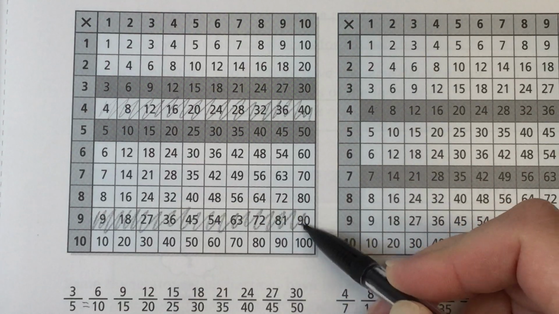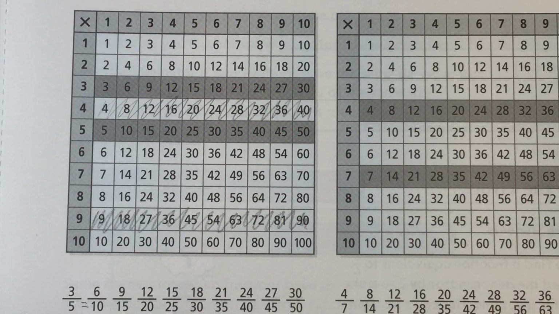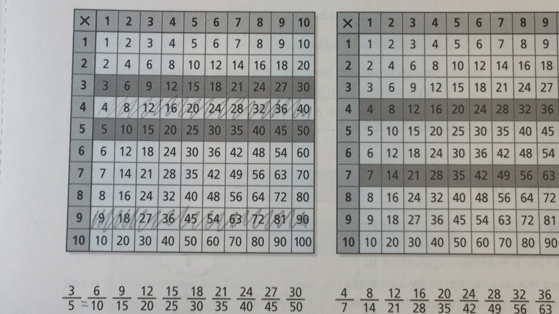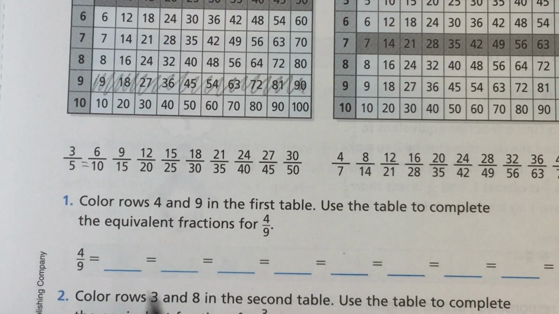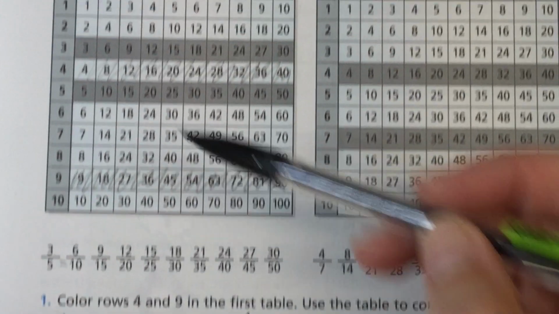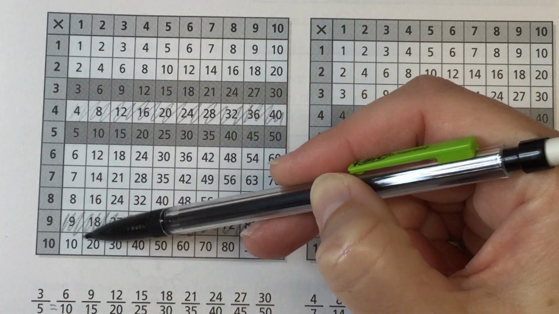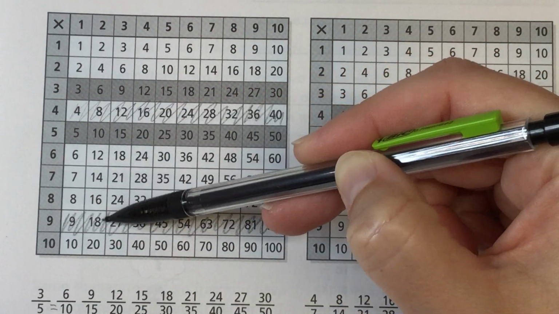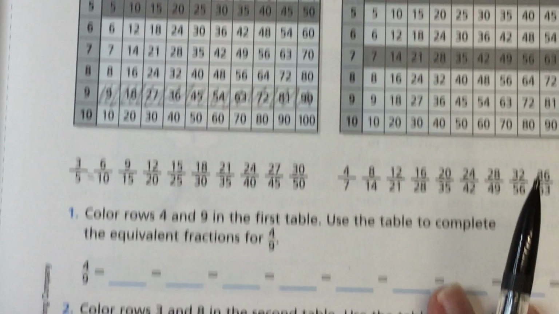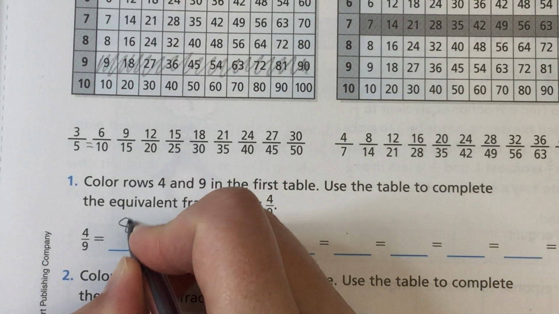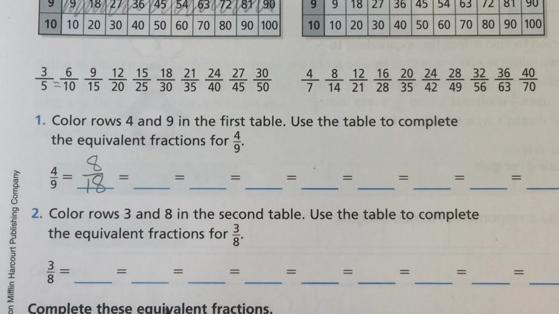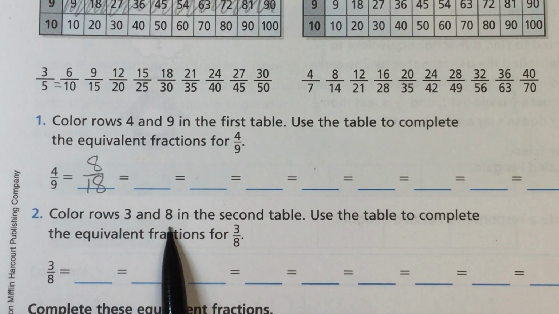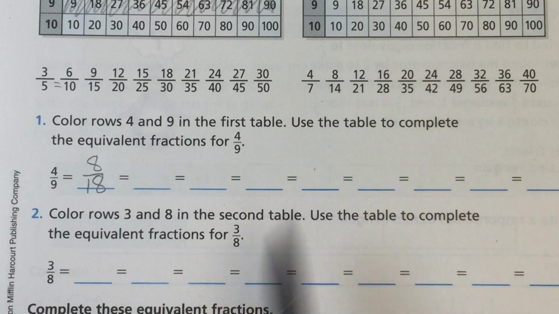So it said to color rows 4 and 9. Now I have to find fractions that are equivalent to 4/9. So if I'm looking at the next one after that, here was 4/9. Now I'm going to go 8/18. Hopefully you can see the pattern there, and you'll just keep going across the entire row. And then the directions for the next one, color rows 3 and 8 on the second table, so on the table up here, and doing the exact same thing.